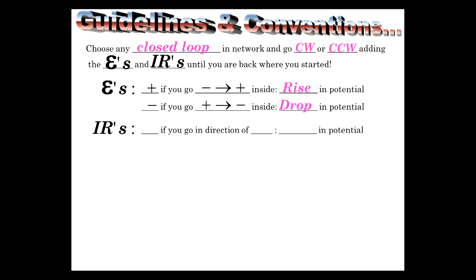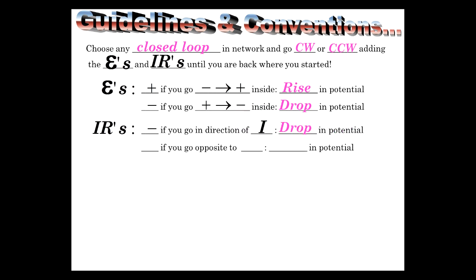What about the IRs? Same idea. You're going to consider them negative if you go in the direction of I, because when you go in the direction of I, you're dropping potential from one side of the resistor to the opposite side.